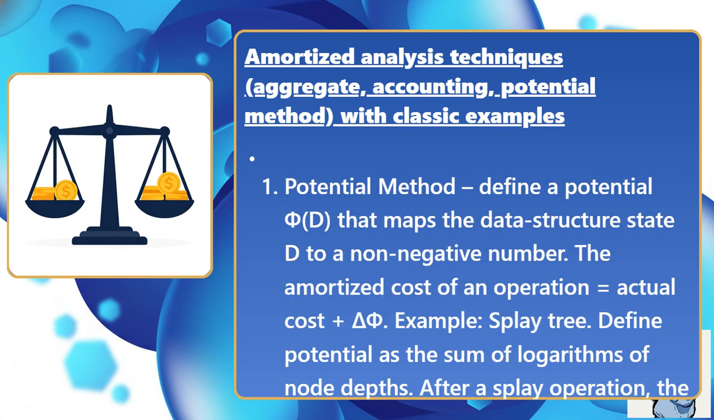Potential method: define a potential phi of d that maps the data structure state d to a non-negative number. The amortized cost of an operation equals actual cost plus delta phi. Example: splay tree. Define potential as the sum of logarithms of node depths. After a splay operation, the potential drops enough to offset the actual theta of log n rotations, giving an amortized big O of log n per access.